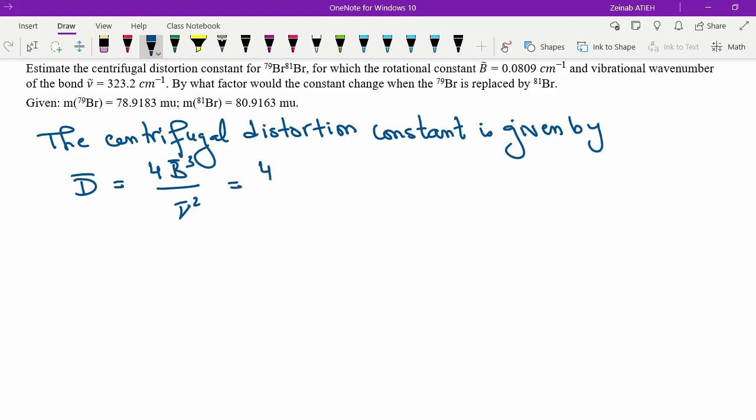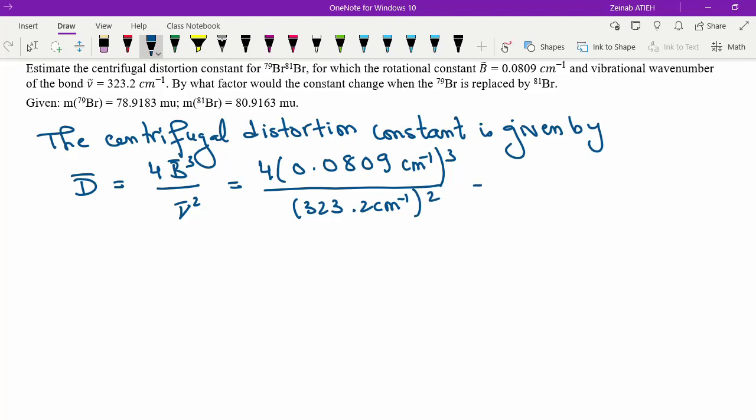This is equal to 4 times 0.0809 centimeter minus 1 cube over, I would keep it in centimeter minus 1 because both of them are in centimeter minus 1, 323.2 centimeter minus 1 squared, so I will get my answer 2.028 times 10 to the power minus 8 centimeter minus 1. You can see that D is much smaller than B, which is always the case.